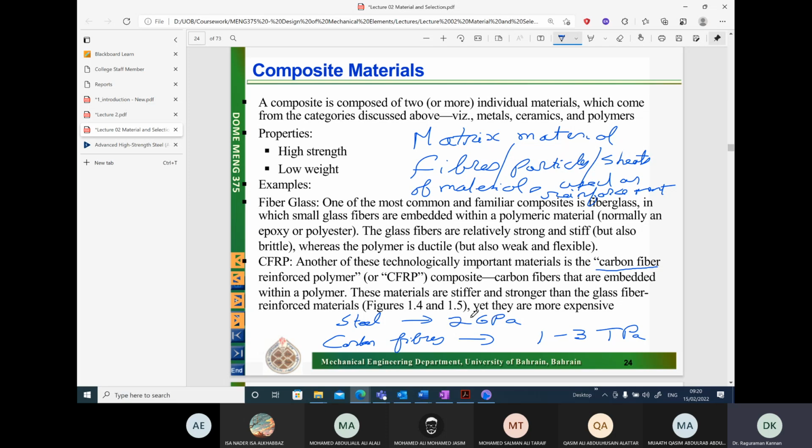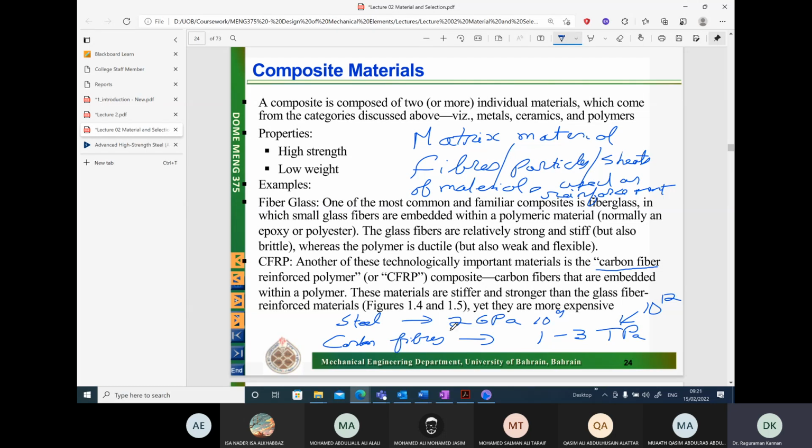So what is the difference between a gigapascal and a terapascal? Can one of you tell me? What is gigapascal? 10 to the power 9. And what is terapascal? 10 to the power 12. So in this case, you can see 1000 times difference in magnitude. Okay.